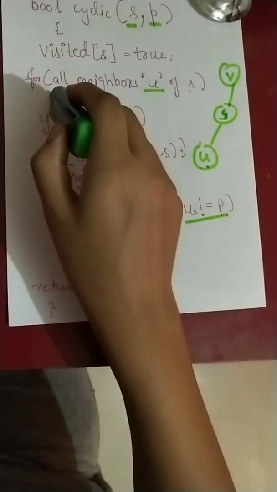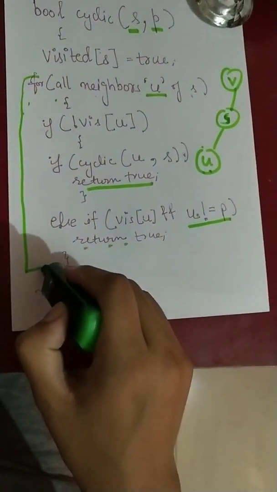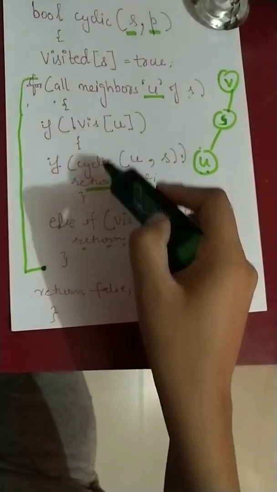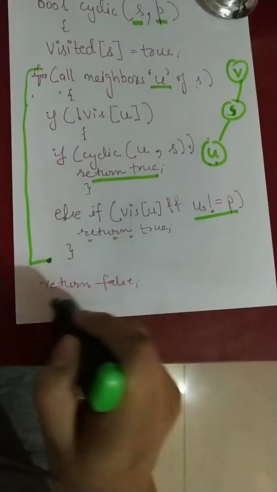So this way we will be exploring all the neighbors for the node S, and if we don't return true anywhere here, the loop will end and we will return false.